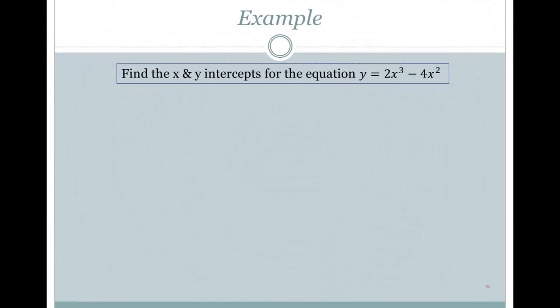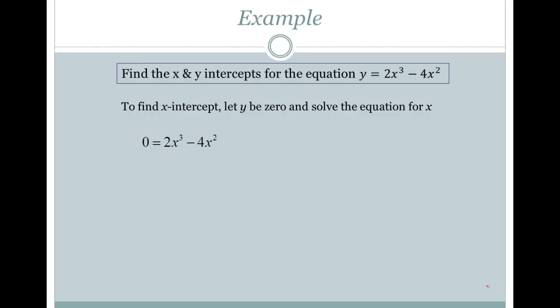Let's do an example. Let's find the x and y intercepts of this equation, and then take a look at what its graph looks like. So the first thing I want to do is find the x-intercept. I let y be equal to 0. So if I let y equal 0, I come down to this. I should notice here that I can do a little factoring to make my life a little bit easier. If I factor here, I can take out a 2x squared out of both. And so I have two terms multiplied together, and the result is 0. That means either this term right here or this term right there is going to be 0.